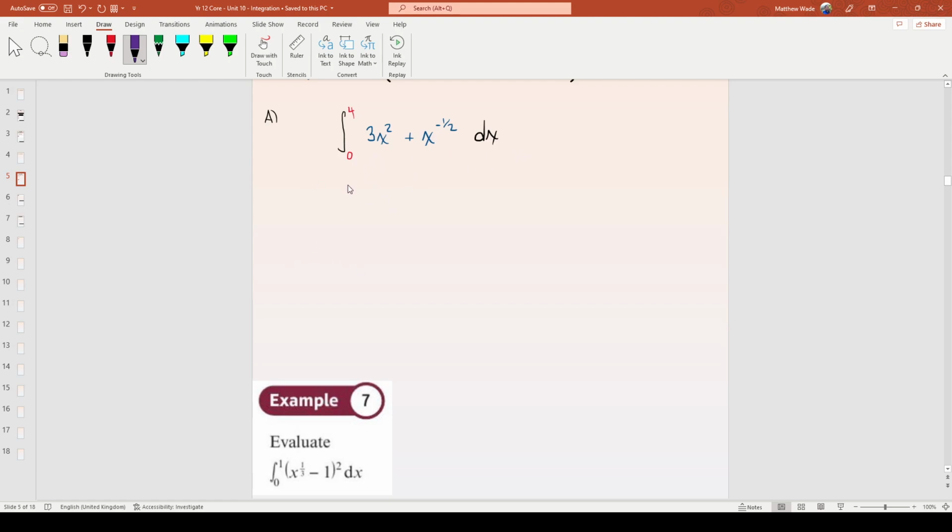So here we go. What are the rules? Raise the power by 1, so x cubed divided by the new power, 3. Perfect. Then plus, raise the power by 1, x to the power of positive a half, divided by the new power, divided by a half. I'm going to put a plus c, but this might well be the last time we do this.